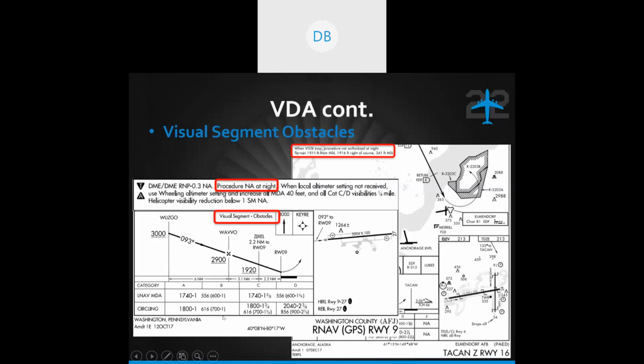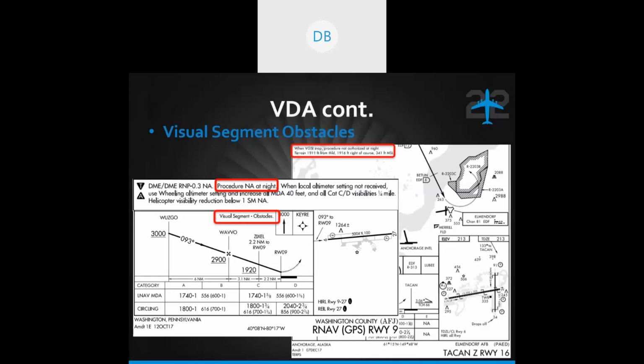And so, as I said before, once you depart your MDA, obstacle clearance is completely on the pilots to remain clear of. And so for this particular example, not only do they have visual segment obstacles published to kind of give you that warning that there's something out there, above it in the top of the approach plate, it says procedure NA at night. And so it's saying there's something significant enough out there that you have to visually acquire the obstacle in order to safely land.